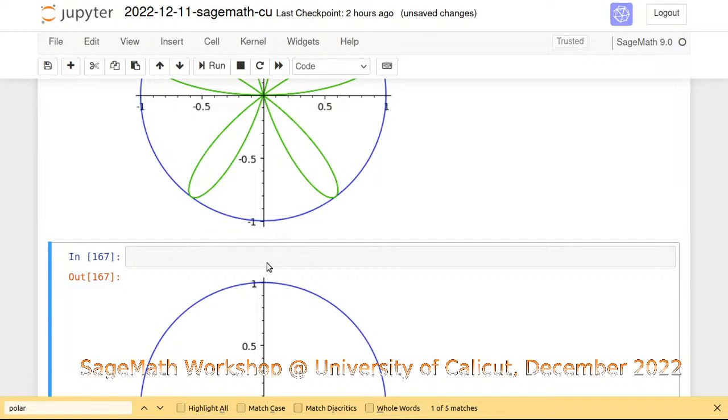Okay, now one more plotting I want to introduce before stopping, that is known as list plot. So given a list, we are trying to plot something. Given a list of points, we are trying to plot. So list plot.